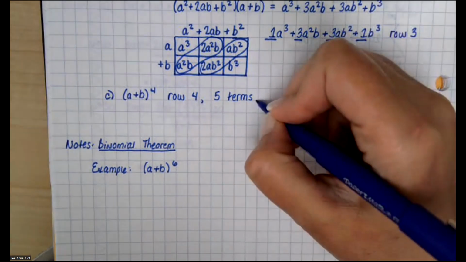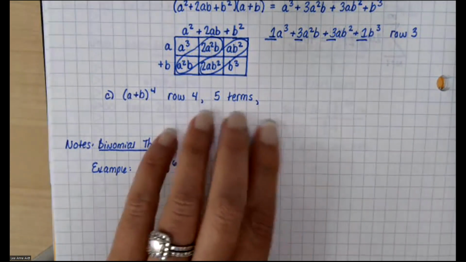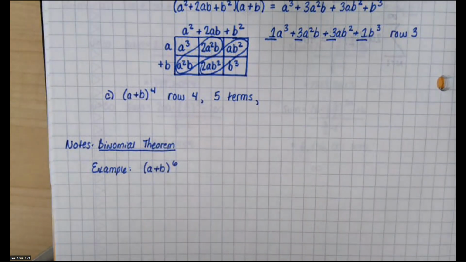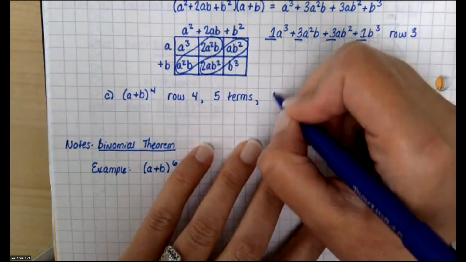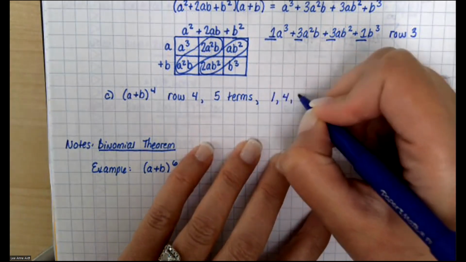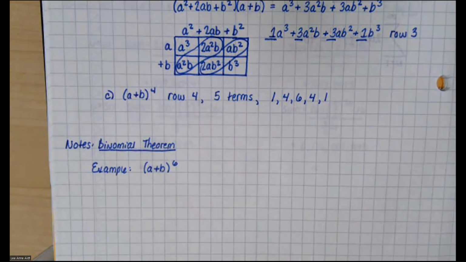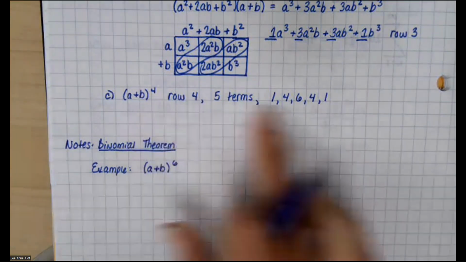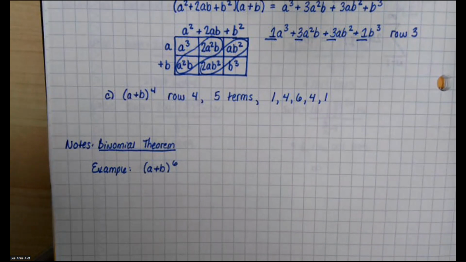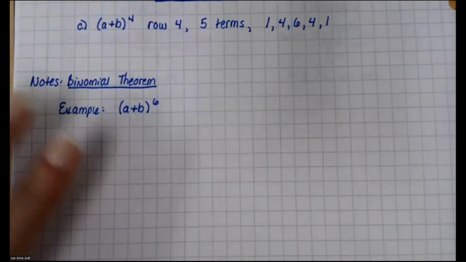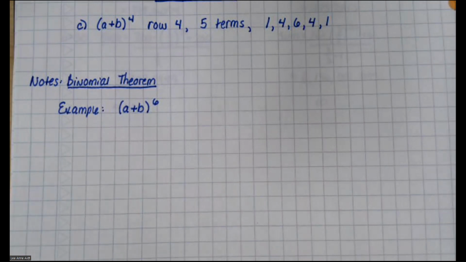Okay, what are the leading coefficients of those 5 terms? 1, 4, 6, 4, 1. Okay, this is not the end of the problem. I'm just setting it up. Any questions about how I got any of those things? You good with that? Okay, this is the new part that you need to learn.